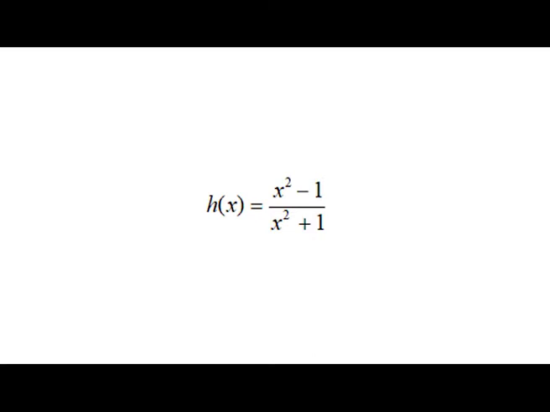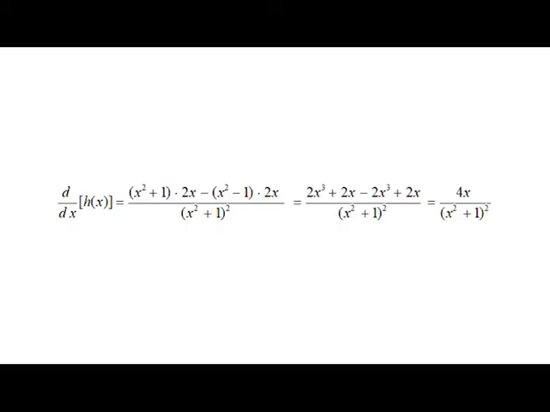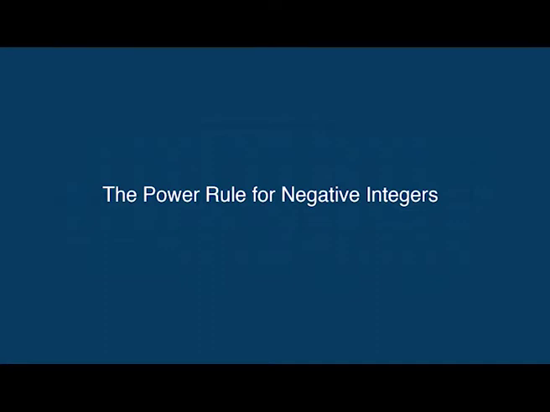To illustrate the quotient rule, let us find the derivative of h(x) equal to (x² minus 1) upon (x² plus 1). We apply the quotient rule with f(x) equal to x² minus 1 and g(x) equal to x² plus 1. d/dx of h(x) equals [(x² + 1)(2x) minus (x² minus 1)(2x)] upon (x² + 1)², which is equal to (2x³ + 2x minus 2x³ + 2x) upon (x² + 1)², which is equal to 4x upon (x² + 1)².